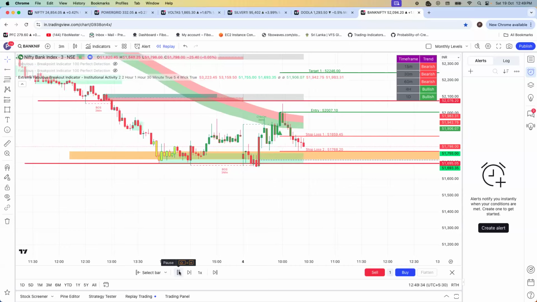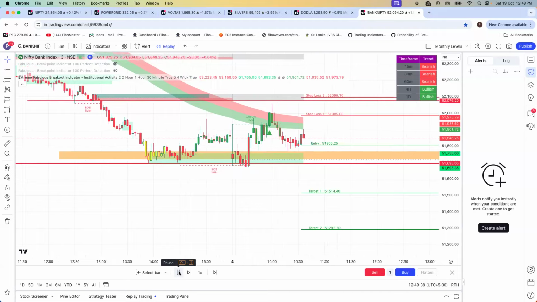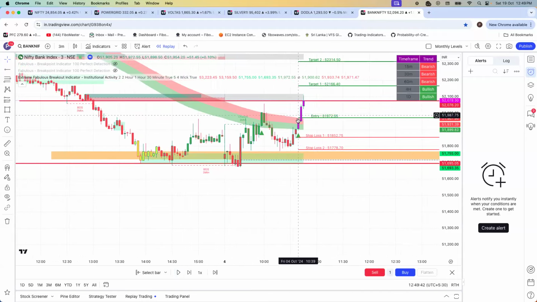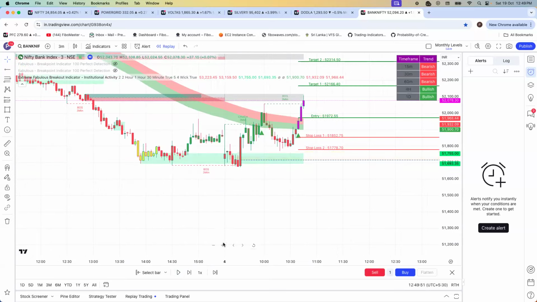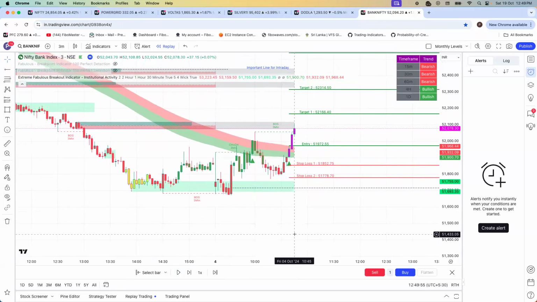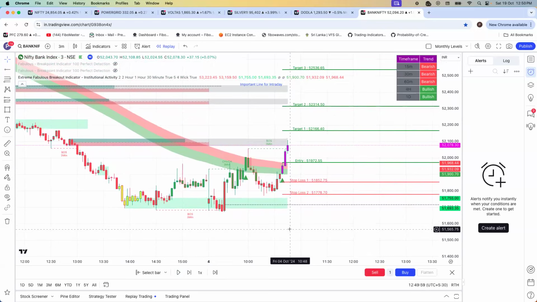See this. Now it's giving me a purple. That means it is asking me to hold the trades. So now tell me, where should the target be? Target 2. Why target 2? The cloud is red. Red is on top. So what is my target? Target 2 is my target.